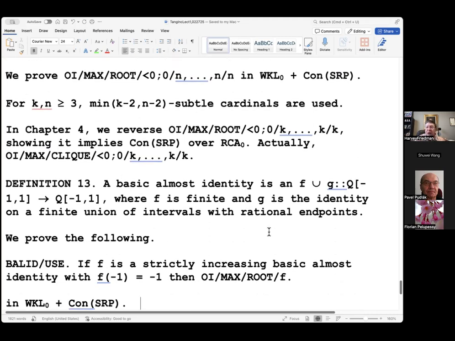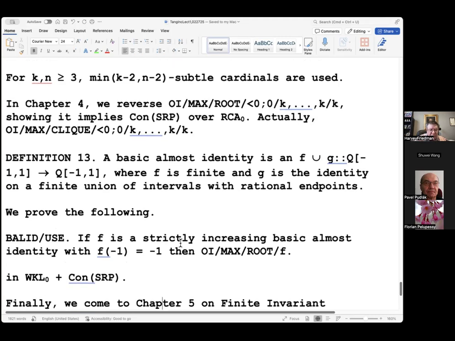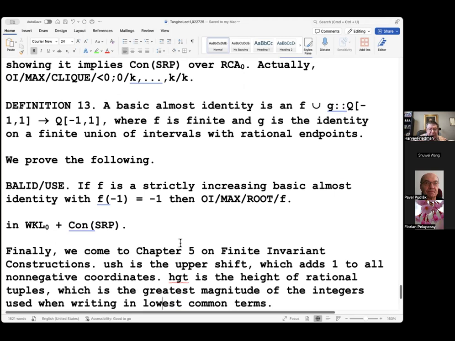Now we're going to go more generally beyond this. A basic almost identity is a function F union G, where F is finite and G is the identity on a finite union of intervals with rational endpoints. And I'm now claiming a very strong result, although this doesn't come close. The big problem is which basic almost identities are usable? I'm very far from being able to solve that problem completely.